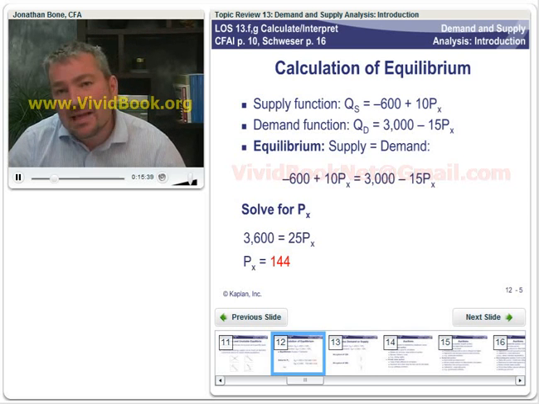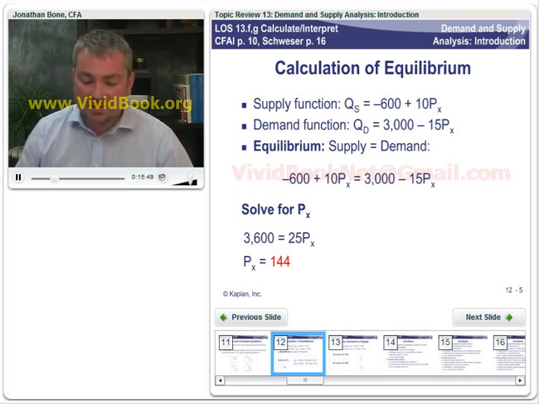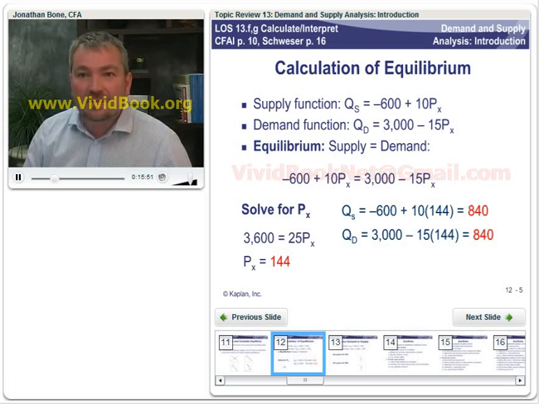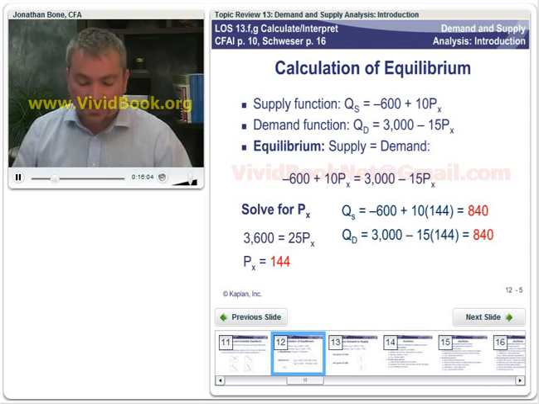Now, let's just prove that does give us equilibrium supply and demand. So the quantity supplied should equal the quantity demanded. If we put 144 into our supply function and our demand function, you'll notice that the quantity supplied would be 840 units at a price of 144, and the quantity demanded would be 840 units, i.e. supply equals demand.